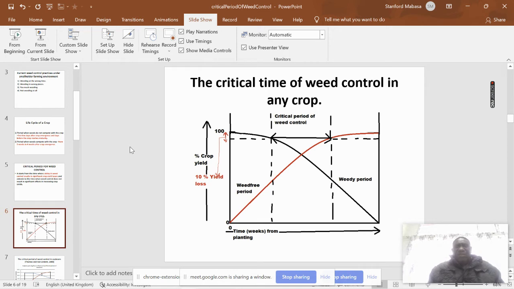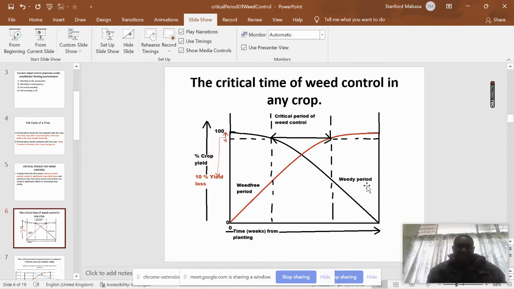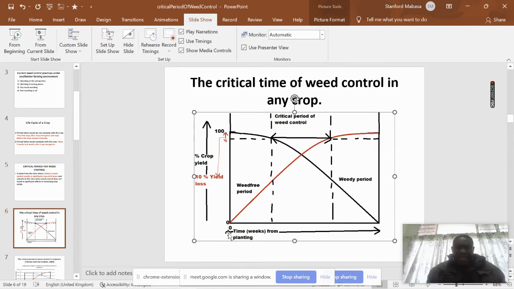So this is where I was now trying to explain this diagram, where we have two graphs which can actually define the critical period for weed control. I want you to look at this black curve. It's representing the weed period. So what is happening is that as we delay weeding from 0 up to this point, grain yield is decreasing in this direction.